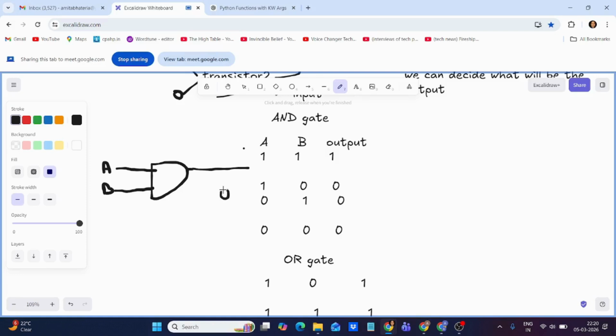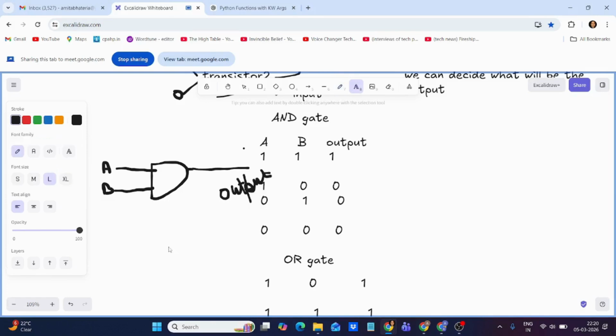So here we are getting the output. Okay, it is bad writing, but I have just written output. Understood? Right? And how can we calculate the AND gate? If we say A into B, A dot B, where dot means into, this is how we can calculate.